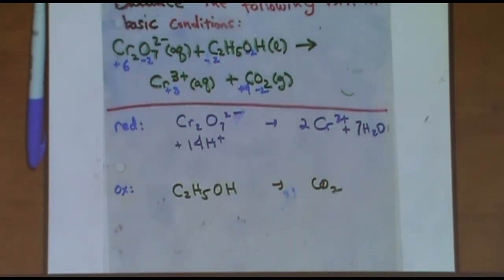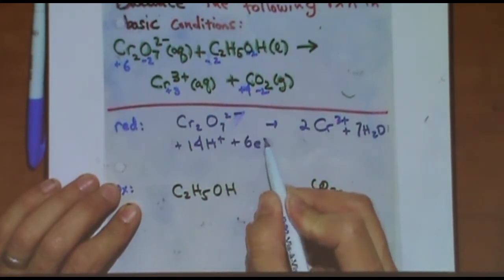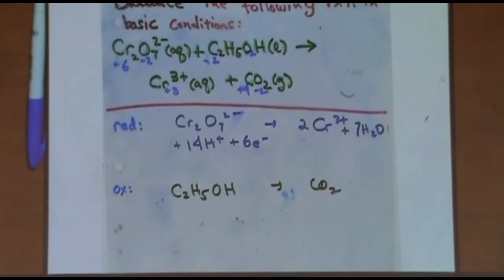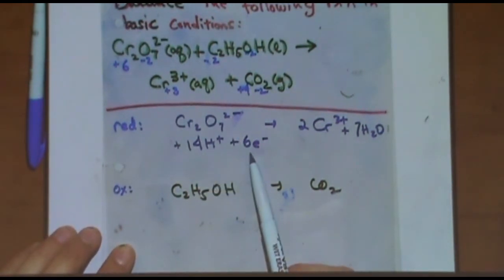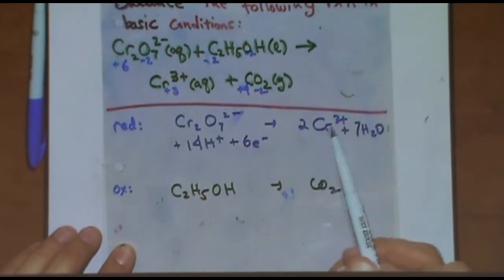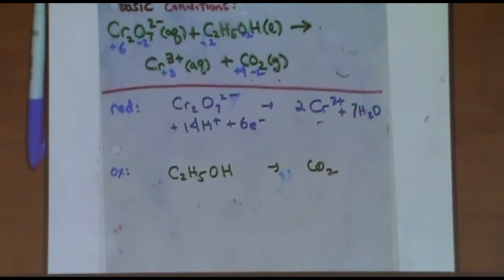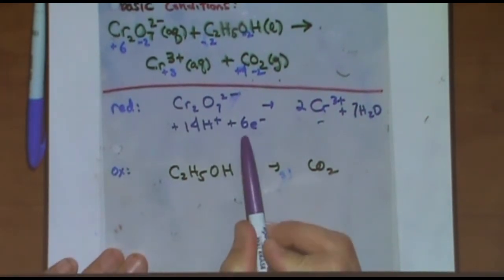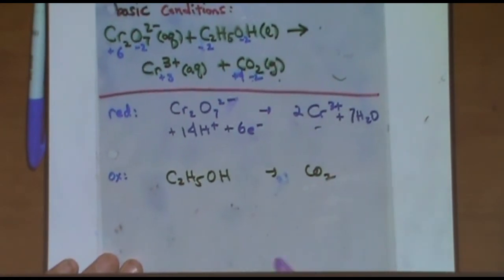Step 4, balance the charge with electrons. First, are the electrons going to go on the right or left? Left, how many? Is it 6? I think it's 6. Yeah, 14 minus 2 is 12. Minus 6 is 6. 2 times 3 is 6. Okay, 6. All right, that's that side. You can tell it's a reduction because it has the electrons in the reactants, which always happens for reduction.